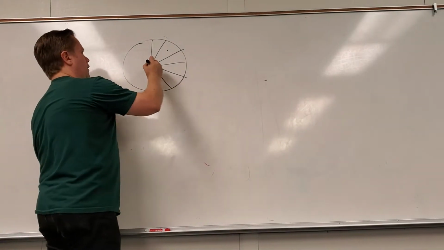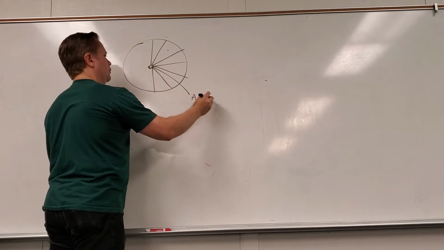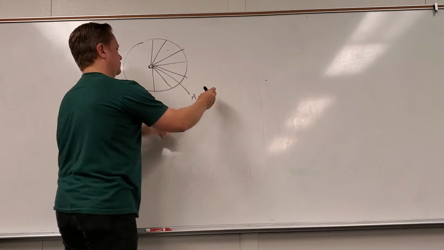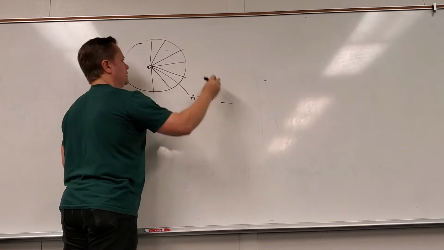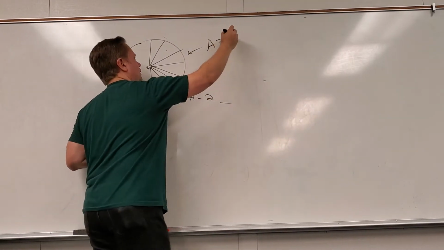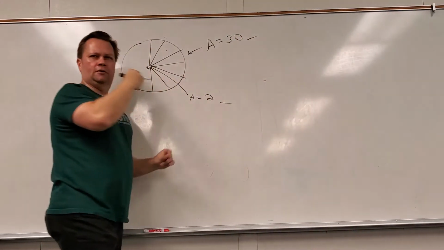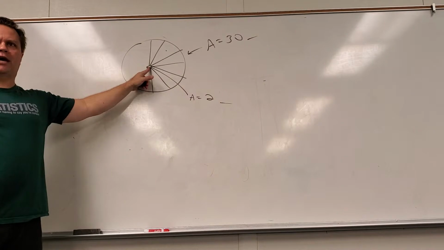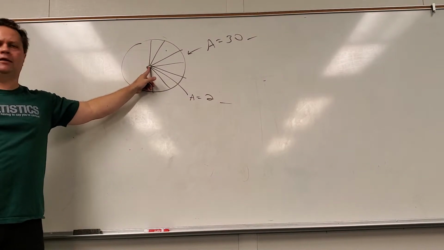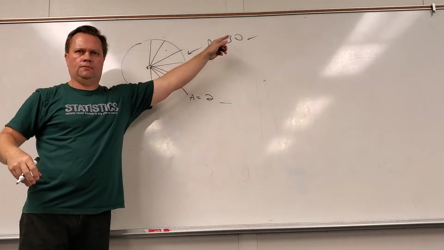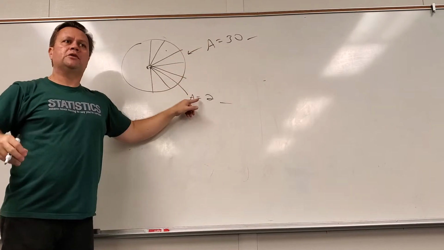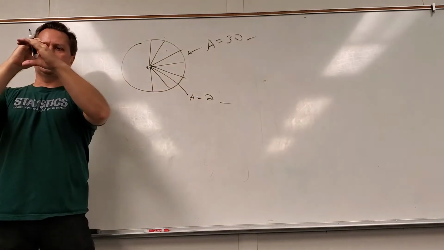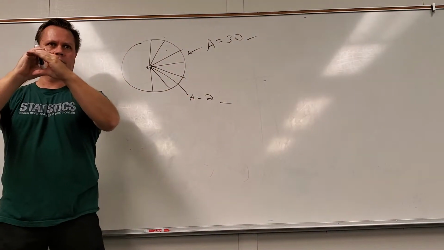So what if the area of this was, I don't know, 2 somethings, and the area of the whole thing is 30 somethings? What's the probability that I hit right on the bullseye if I'm just throwing them like crazy? 2 out of 30. It's the percentage of the area. It's how much area that is.